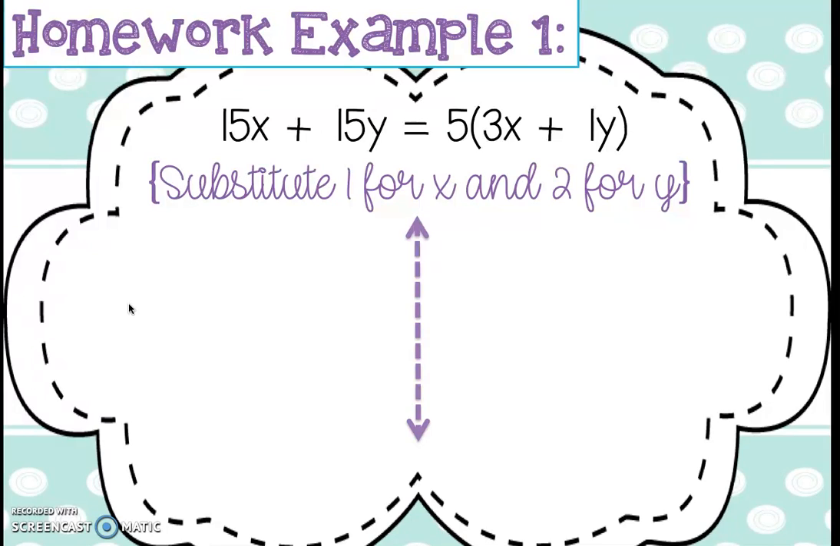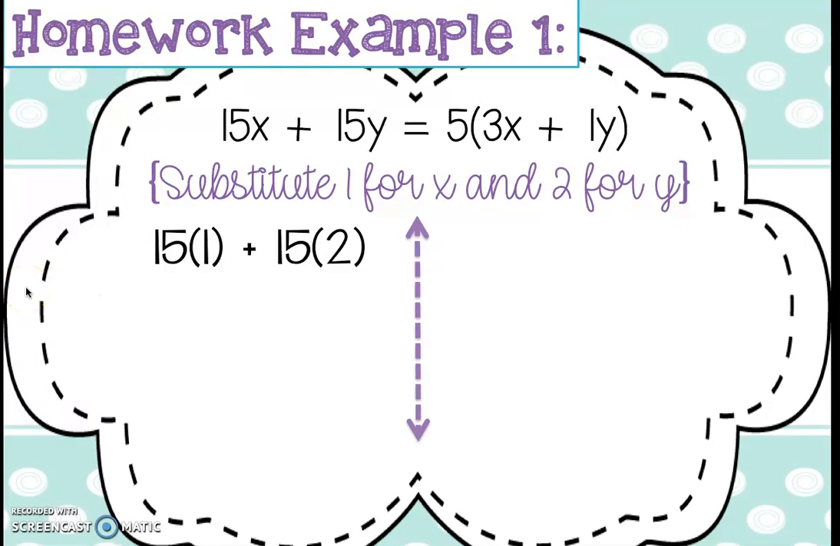First things first, we're going to substitute 1 everywhere we see an x and 2 everywhere that we see a y. So instead of 15x plus 15y, we're going to have 15 times 1 plus 15 times 2. Remember that when a coefficient is right next to a variable, that means multiplication. So this parentheses right next to the 15 means to multiply as well.